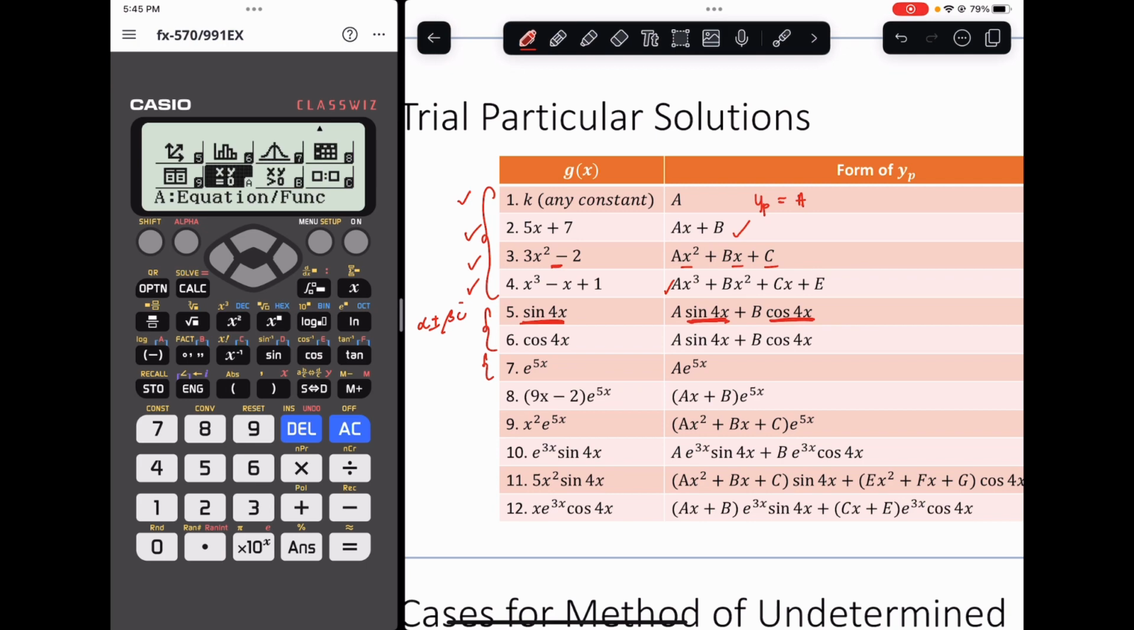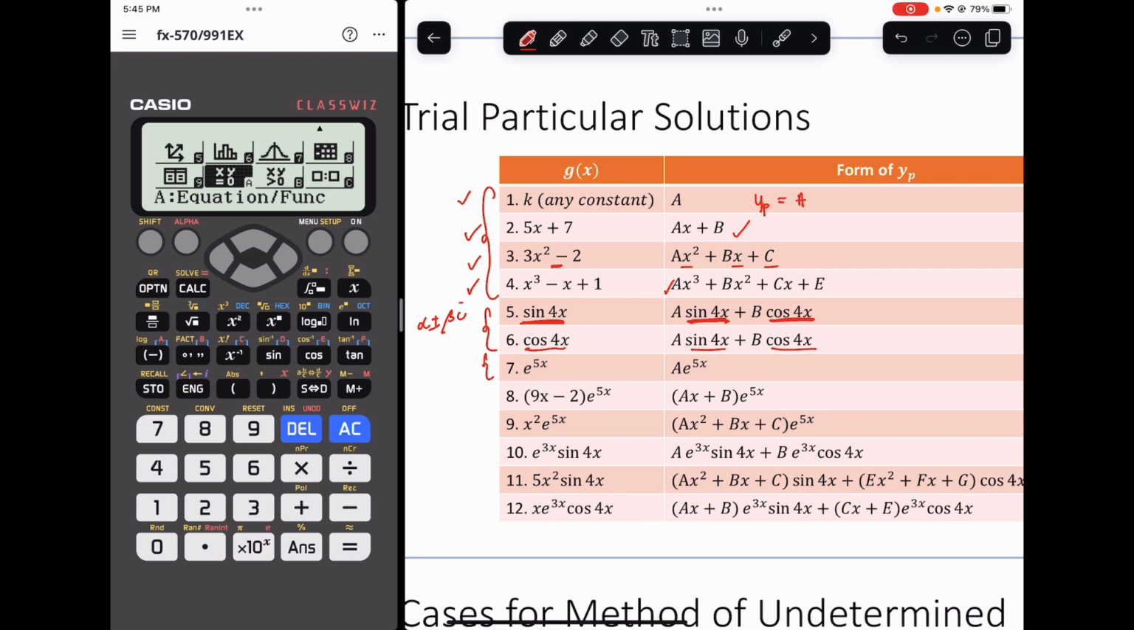Similarly, if we have cosine 4x, missing the sine, when we write our particular solution, we write both the sine function and the cosine function as well. We copy the functions as is, sine 4x and cosine 4x, and then we attach a and b as the coefficients of those two functions.